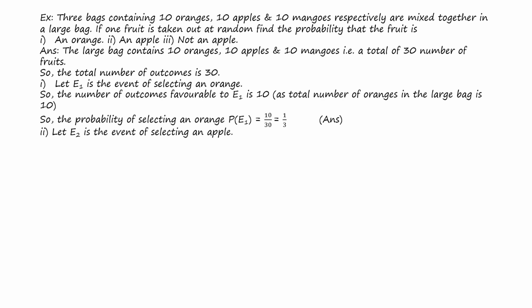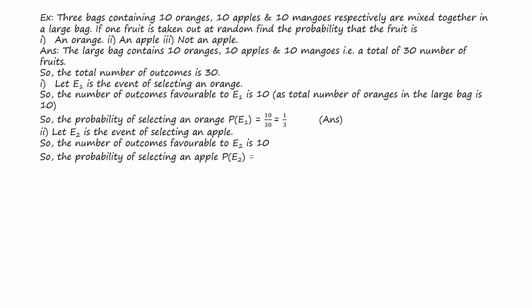Let's come to the second bit. Let E2 be the event of selecting an apple. Now again in the large bag there are 10 apples. So the probability of getting an apple, or P(E2), equals 10 by 30, which equals 1 by 3.